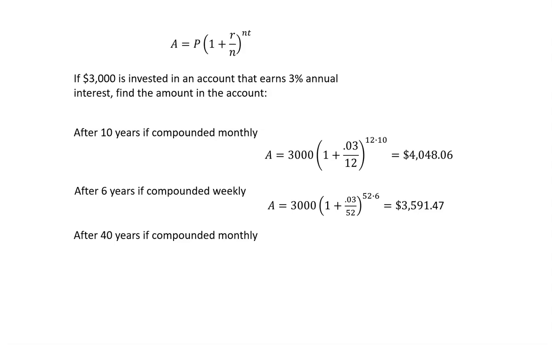How much would you have if you invested it for 40 years and it was compounded monthly? Pause the presentation, calculate the amount, and then continue. Monthly is N equals 12, and 40 years, T equals 40. We'd have $9,945.45.